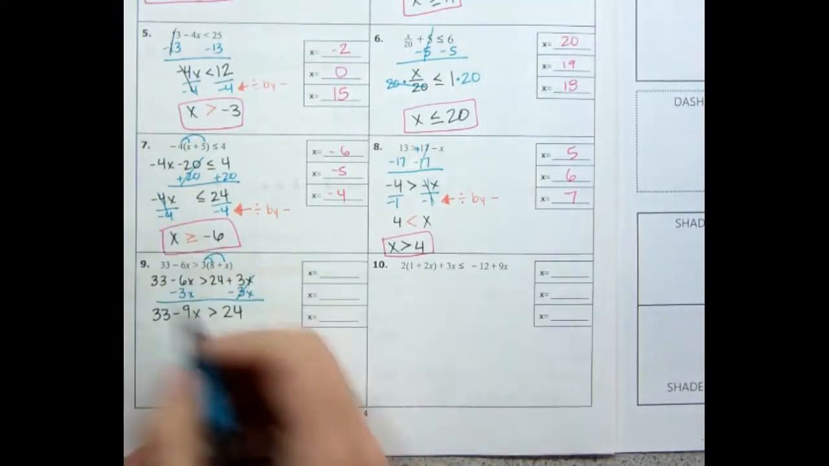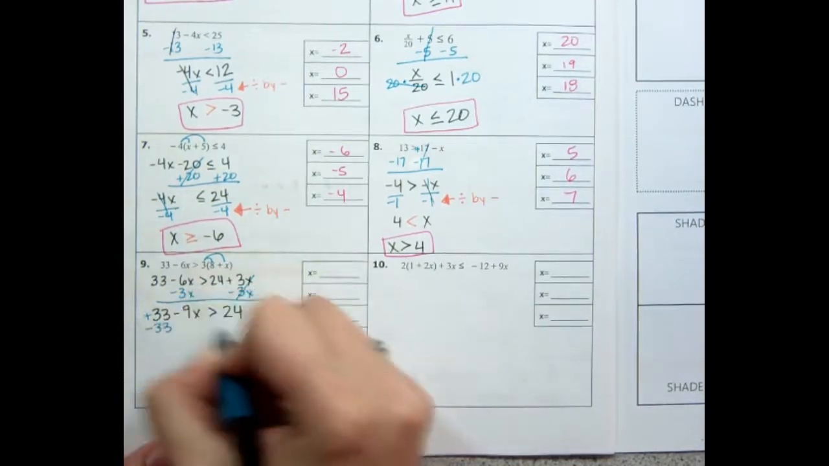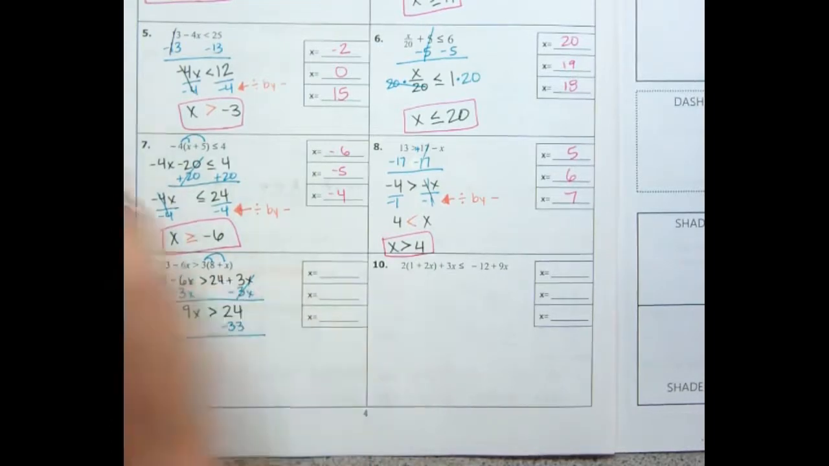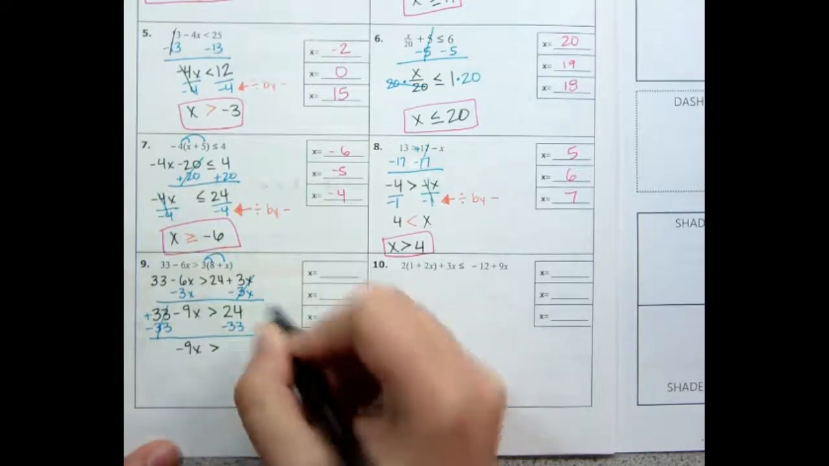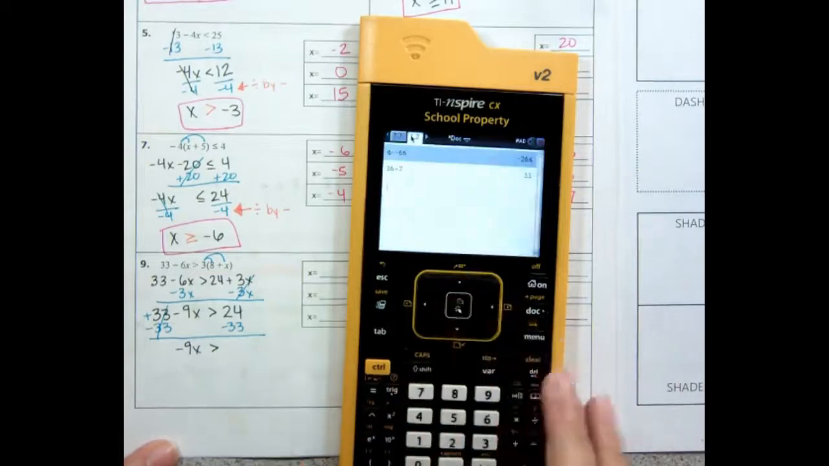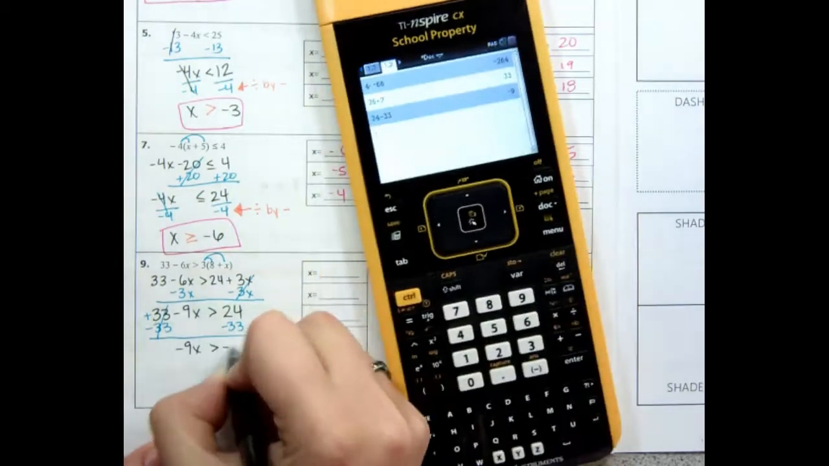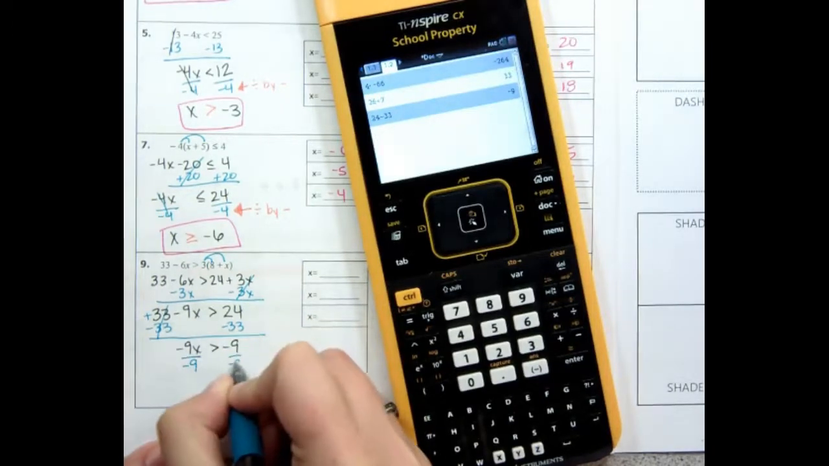Okay, I'm going to move the 33 to the other side. It is a positive 33, so I need to subtract 33 from both sides. Negative 9x is greater than 24 minus 33. So I'm going to use my calculator for that. 24 minus 33. That's going to give me negative 9. Okay. Divide by negative 9, divide by negative 9.